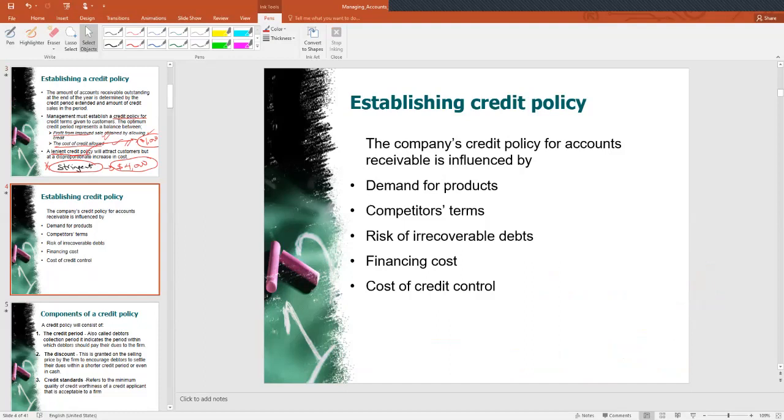Then when it comes to the credit policy, I think I mentioned this already. Don't forget you have to take into account a number of things when it comes to giving goods on credit. One of them, of course, is the demand. How is the demand for your product?